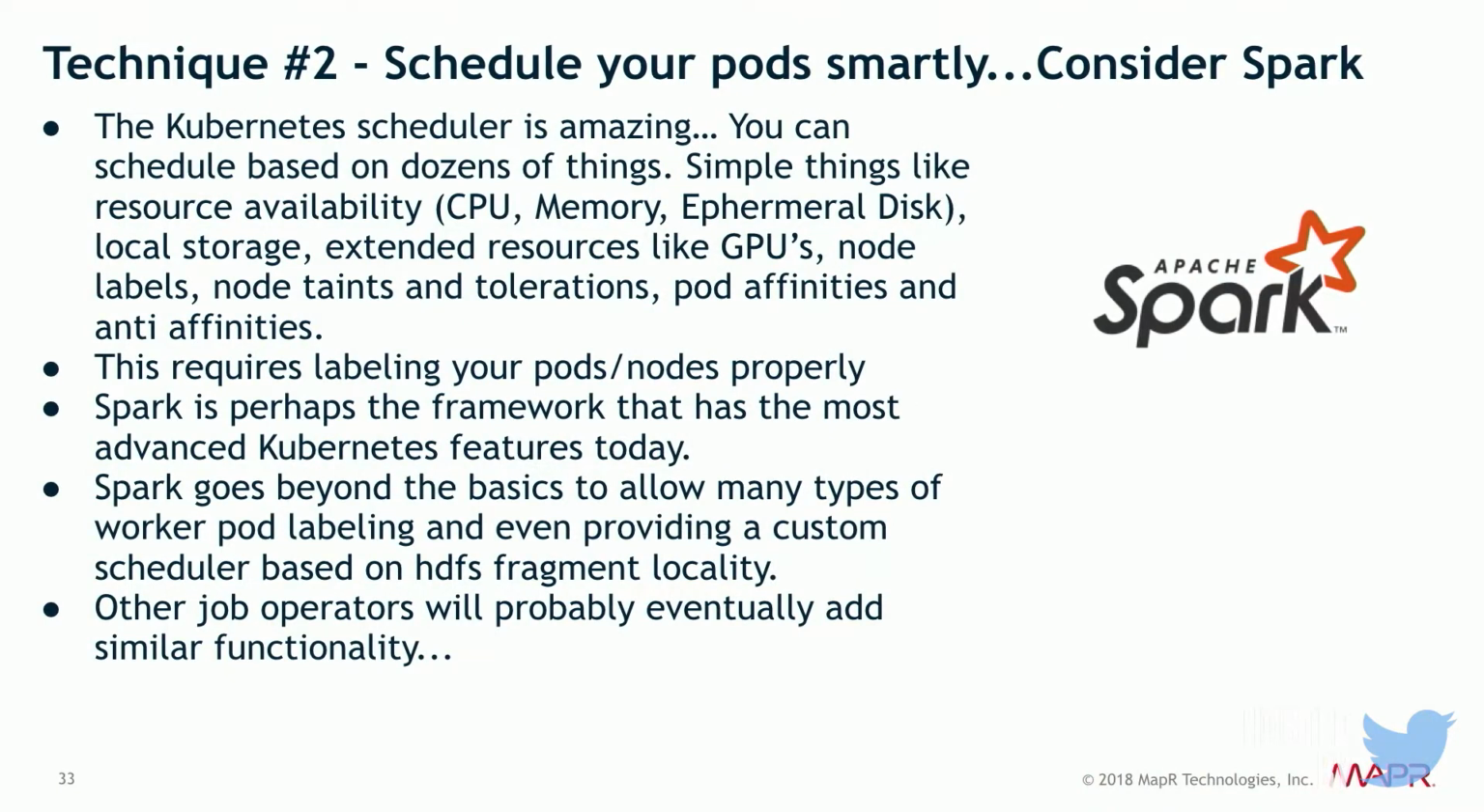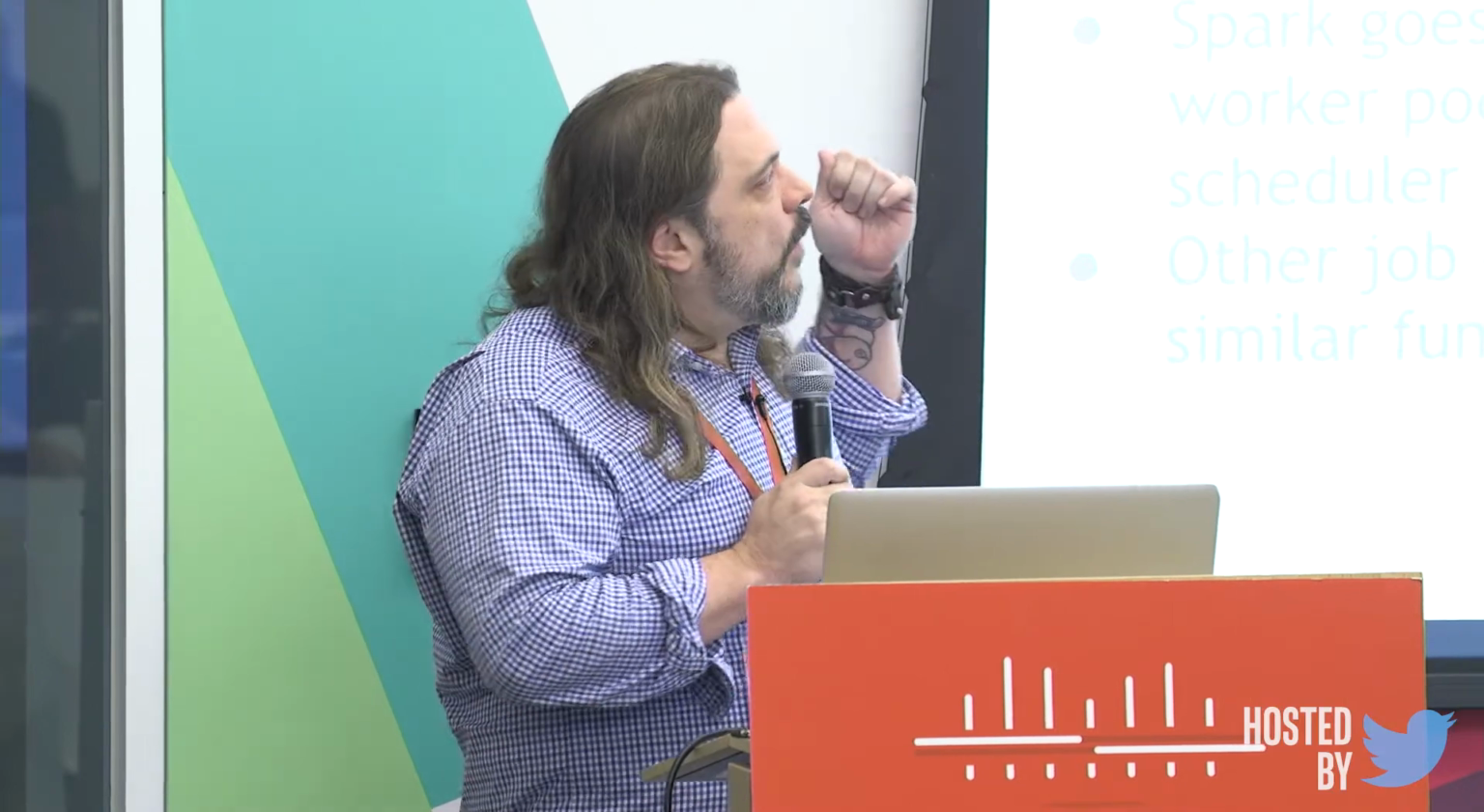Technique 2: schedule your pods smartly. Consider Spark. The Kubernetes scheduler is amazing. You can schedule based on dozens of things. We're putting all of these containers on all of these nodes. Kubernetes is pushing those out there based on a request. These operators can use a number of tags, annotations, and labels to make those pods live on the right nodes. If they need GPU, you need to annotate the pods that they need GPU. A lot of what you're doing is figuring out what are the right annotations for my pods and what are the right annotations for my nodes.